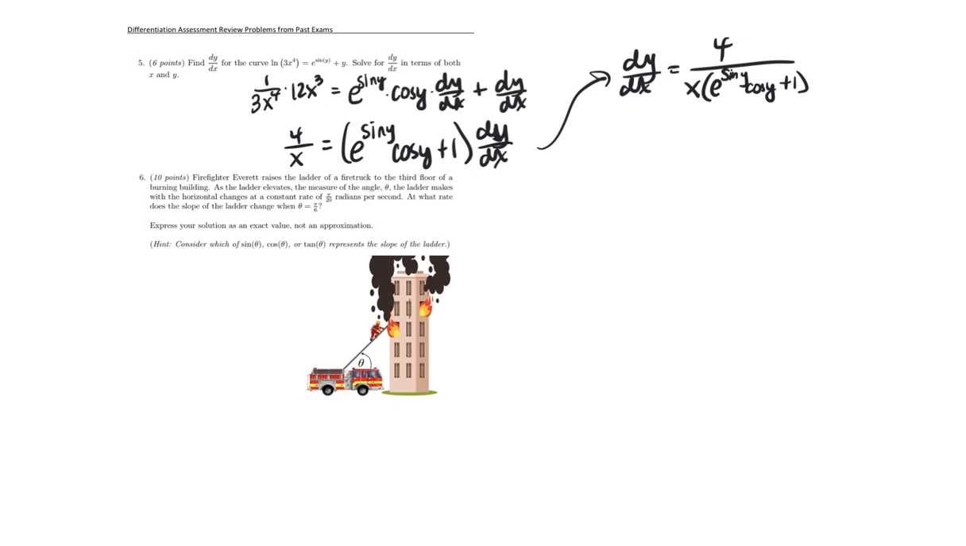For the next one, it says firefighter Everett is raising a ladder to the 3rd floor of a burning building. As the ladder elevates, the measure of the angle theta is going to change, and it's given us that d theta dt is equal to pi over 20 radians per second. At what rate does the slope of the ladder change when theta equals pi over 6? So the slope of the ladder is equal to tangent of theta.